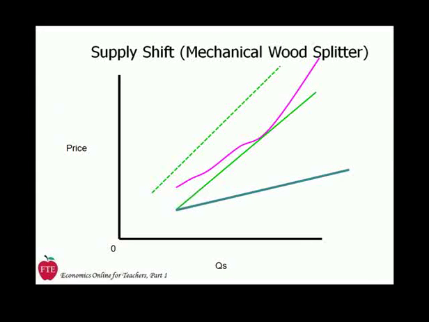If reduction in supply moves the curve to the left, then it's logical that Brandon's increased willingness to supply shifts the curve to the right.